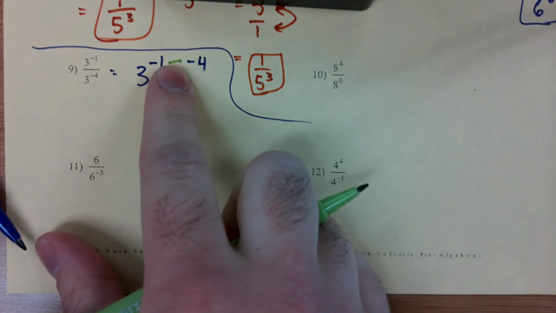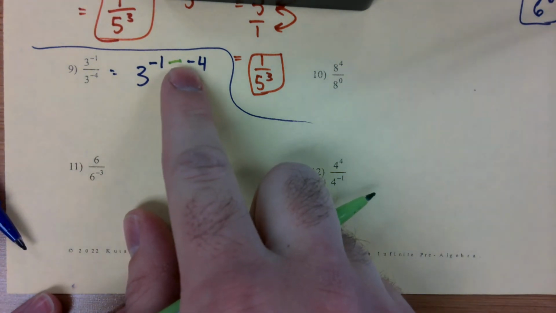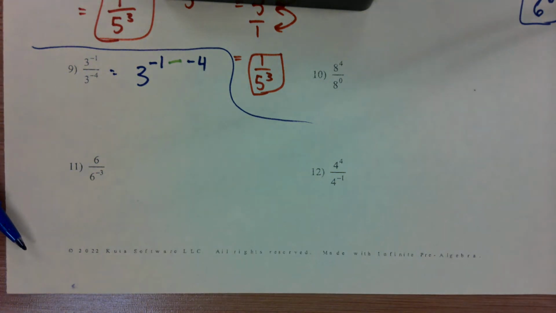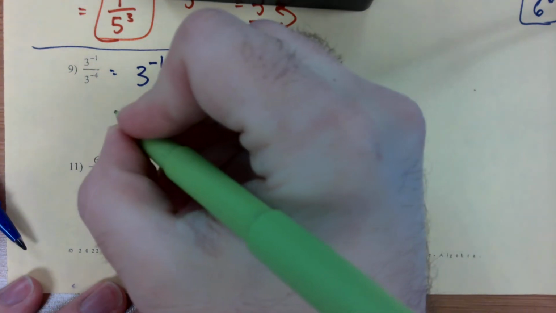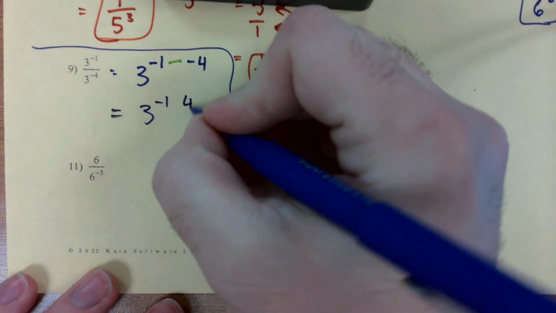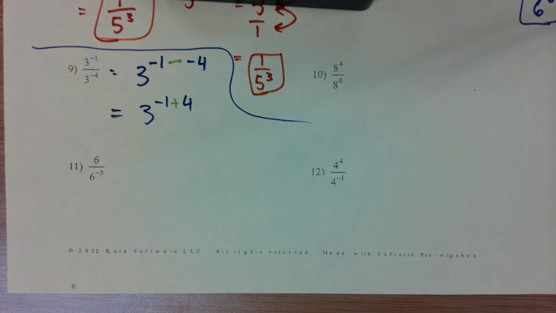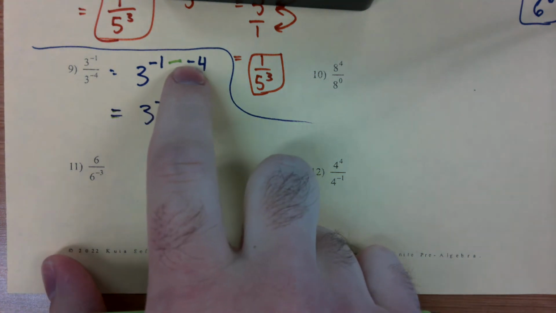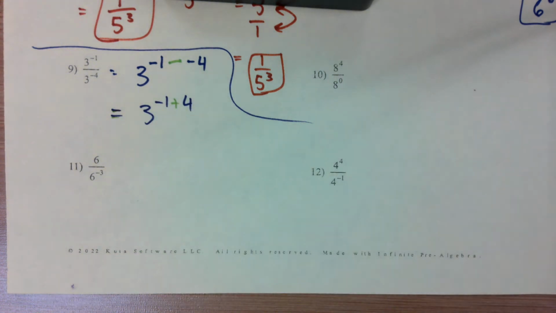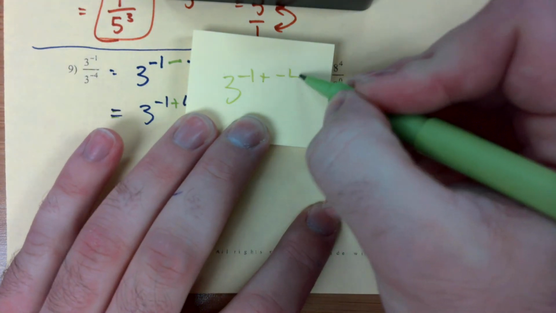But because we're using the quotient property, we have to subtract. Now, what do two minus signs next to each other form? Two minus signs come together and form a positive, right? Thank you. Positive. So 3 to the -1 plus 4. So the most common mistake I saw was people recognizing that, hey, two minus signs form a positive, right? But then they wrote like 3 to the -1 plus -4.